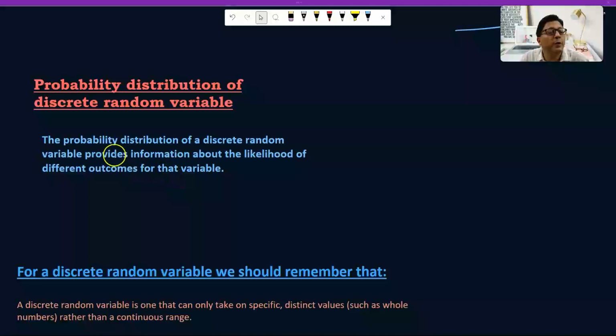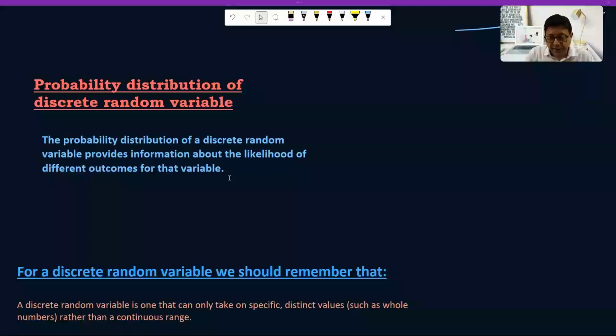So let me go for the formal definition now. The probability distribution of a discrete random variable provides information about the likelihood of different outcomes for that variable. This is the formal definition. Why do you need it? Because when you are going to calculate the probability of any event or the values of the random variable, you have to keep in mind that all possibilities come with equal probabilities.